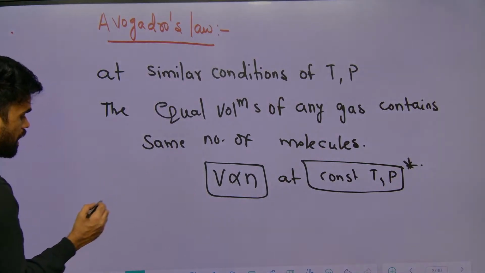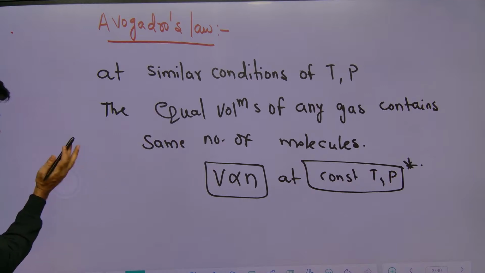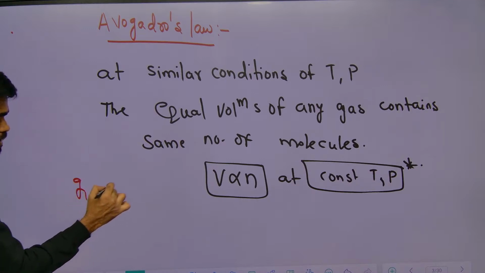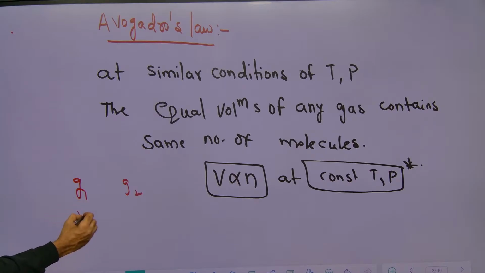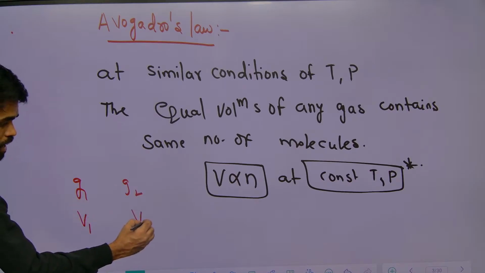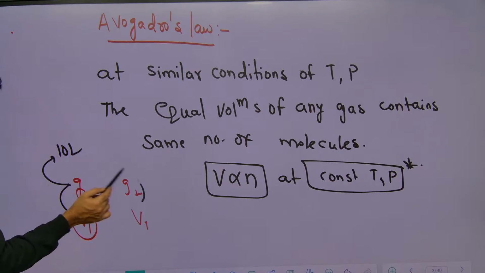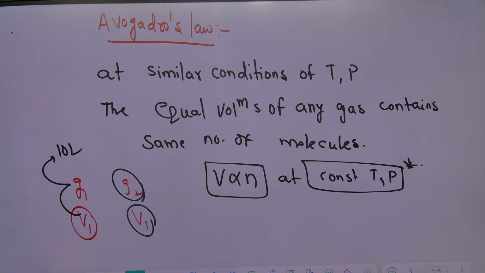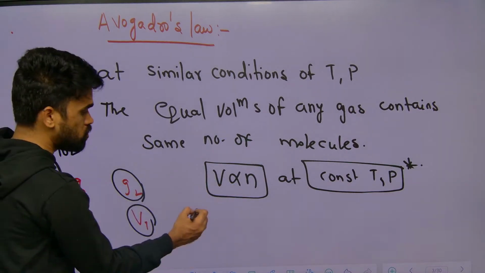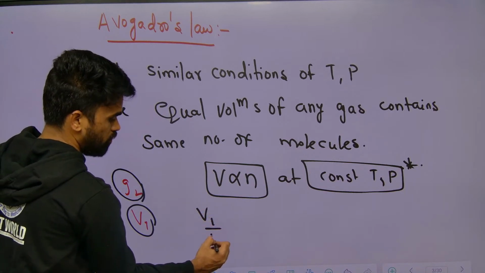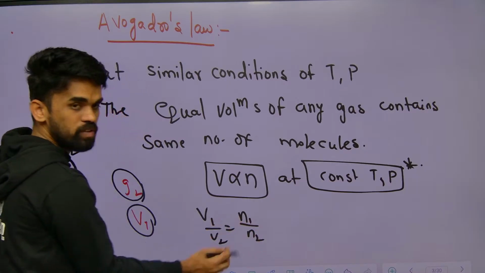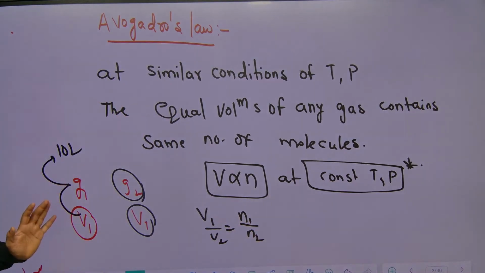It means, let us say we have gas 1 and gas 2. For gas 1 the volume is V1, and for gas 2 the volume is also V1. In this V1 volume, gas 1 molecules are around some 10 lakhs. Then how many G2 molecules are there in this volume of gas 2? The same, because volume is directly proportional to n. So you can write V1 by V2 equals n1 by n2, by removing proportionality. I hope you got some clarity.